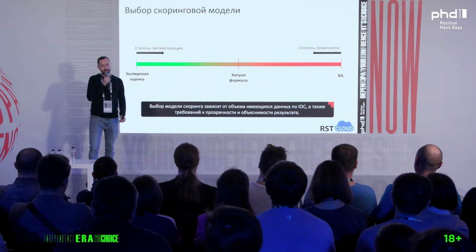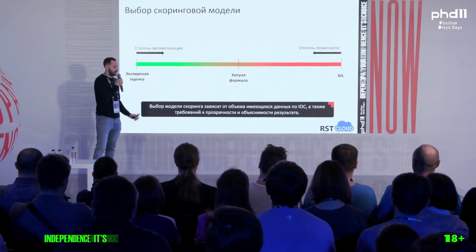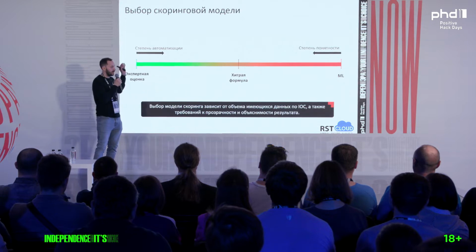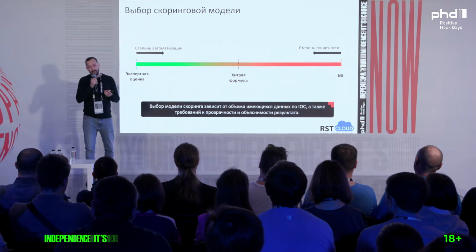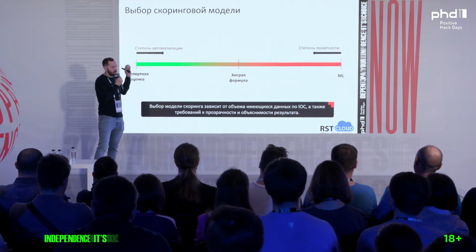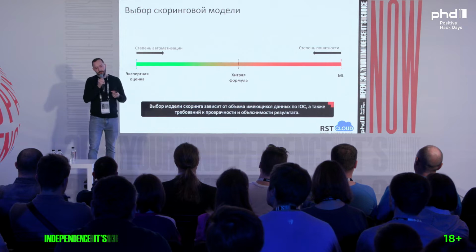There are polar views on scoring. I'm showing a continuum here. On the left, we have experts' opinion. On the right, machine learning. Naturally, both have their pros and cons.